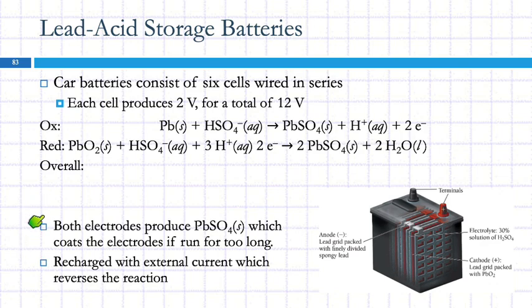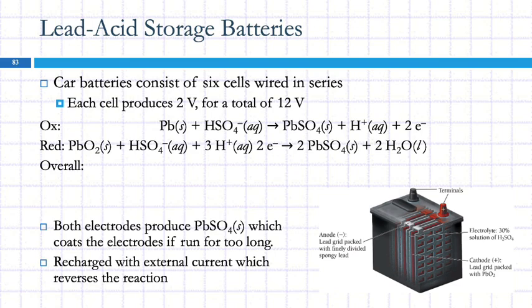So what happens in this reaction is that both the oxidation and the reduction half reactions are making lead sulfate. So it's kind of weird. They're going in opposite ways to make the same thing. And that lead sulfate will coat the electrodes and prevent them from contacting the electrolyte if it goes on too long. So how do you get the lead sulfate off? You run the battery backwards.